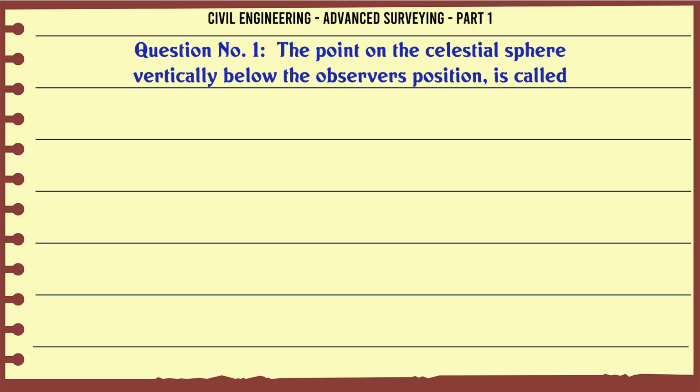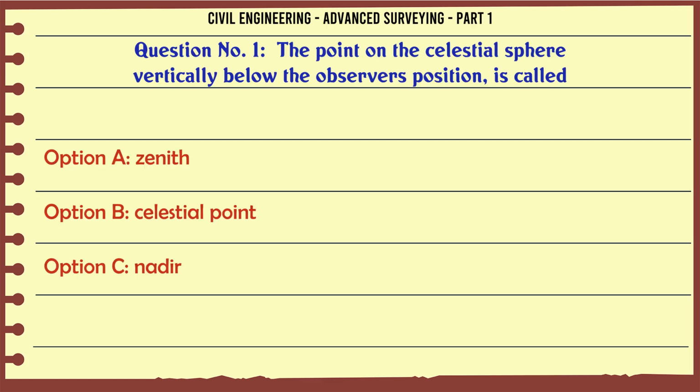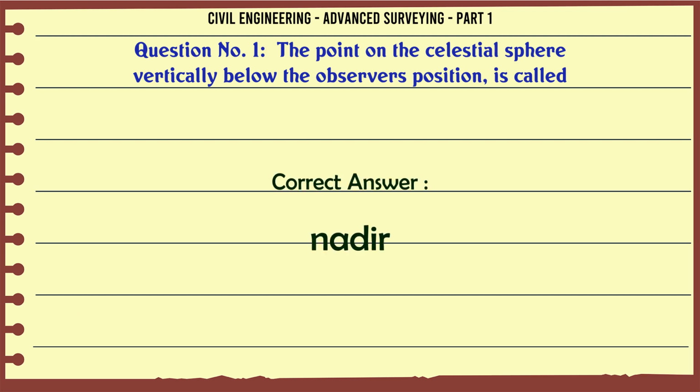The point on the celestial sphere vertically below the observer's position is called: A. Zenith, B. Celestial point, C. Nadir, D. Pole. The correct answer is Nadir.